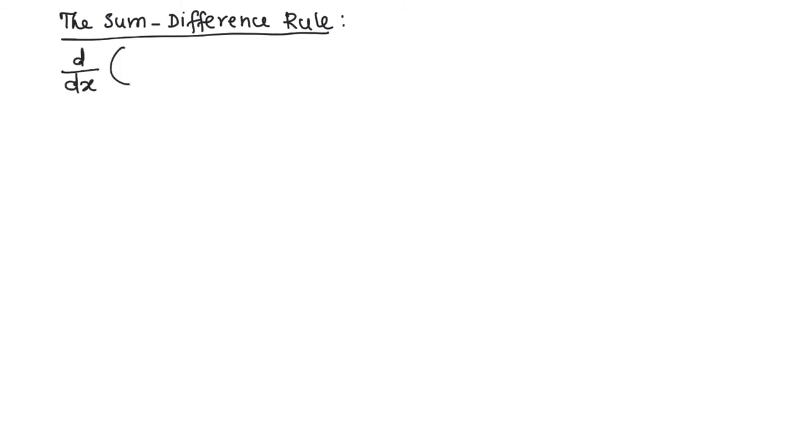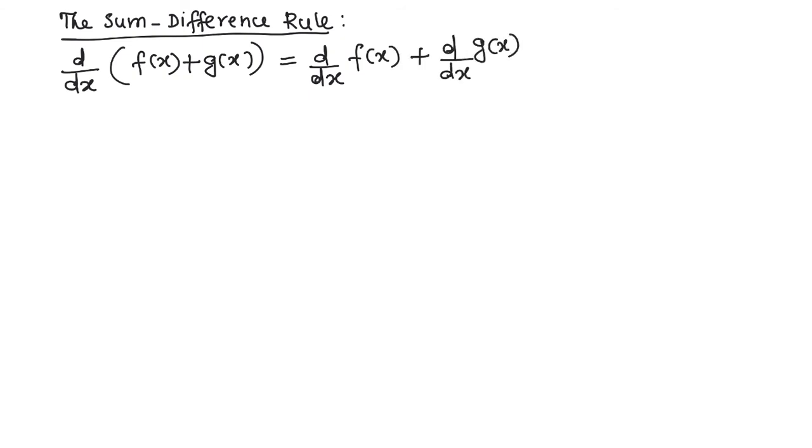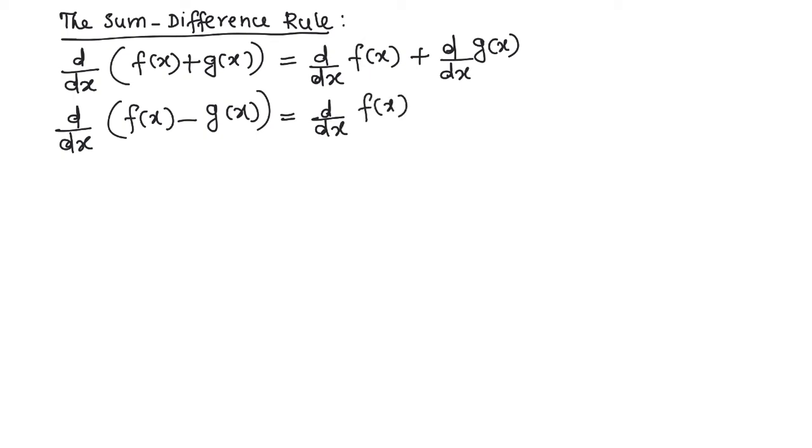The sum and difference rule. If you want to take the derivative of f of x plus g of x, it is the same as taking the derivative of each function and adding. The derivative of the sum is the sum of the derivatives. The same rule applies for the difference. The derivative of the difference is the difference of the derivatives, so the derivative of f of x minus the derivative of g of x.